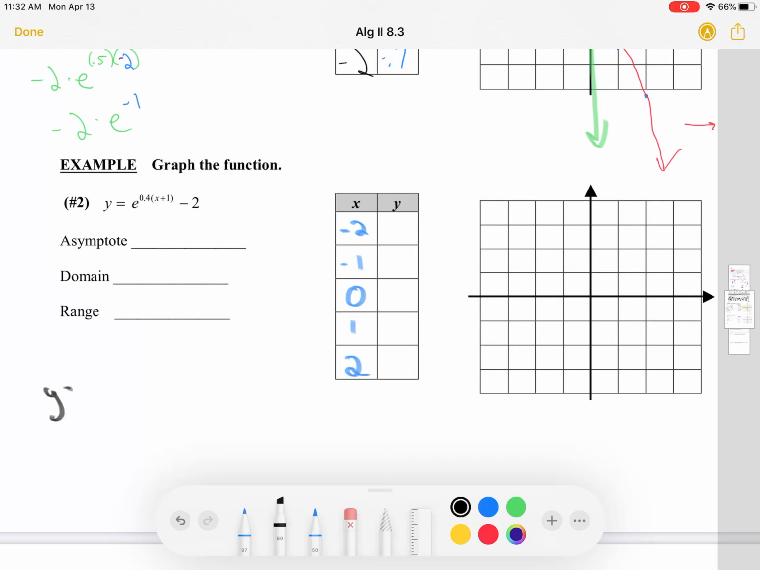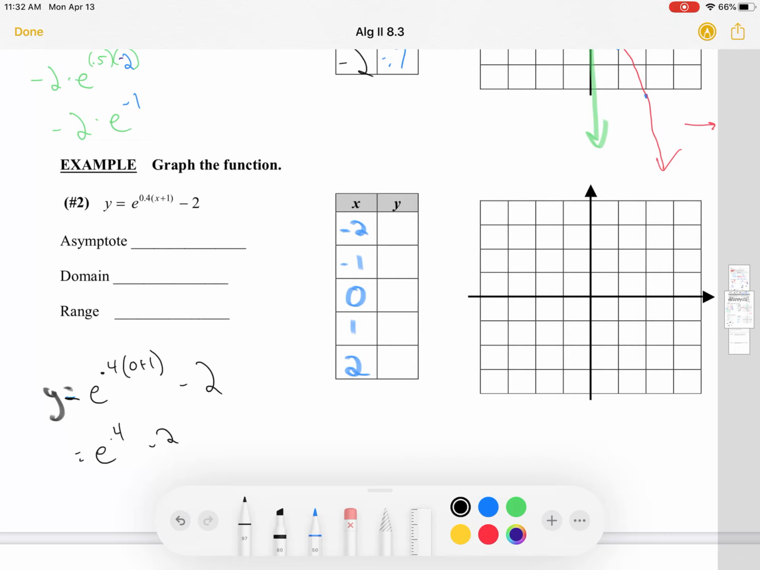Okay, so we're going to have y equals, I'm on the highlighter, I should get off that. y equals e to the 0.4 times (0 plus 1), minus 2. Okay, again, some of it you can do in your head. What's 0 plus 1? That's 1. What's 1 times 0.4? E to the 0.4 power. You should be able to do that in your head.